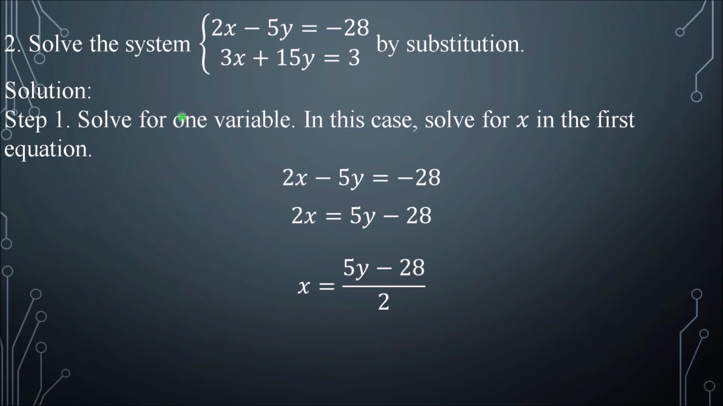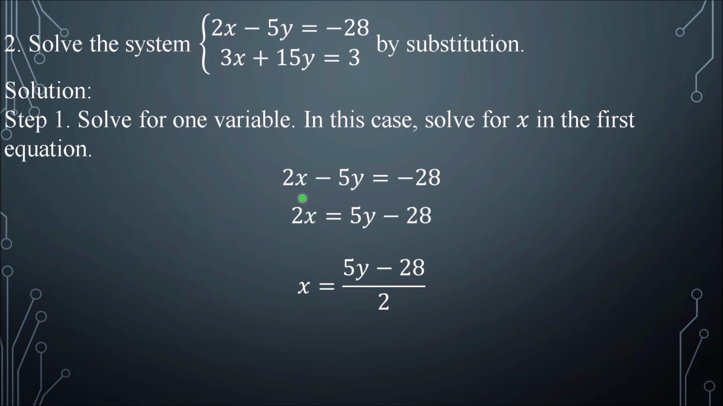Let's have number 2. Solve the system 2x minus 5y equals negative 28, 3x plus 15y equals 3 by substitution. So first step, we solve for one variable. Now in this case, we will solve for x in the first equation. So the first equation is 2x minus 5y equals negative 28. So we solve for x.